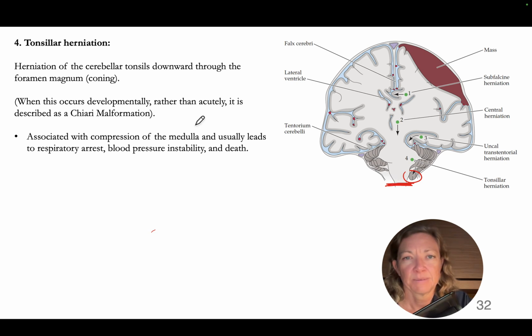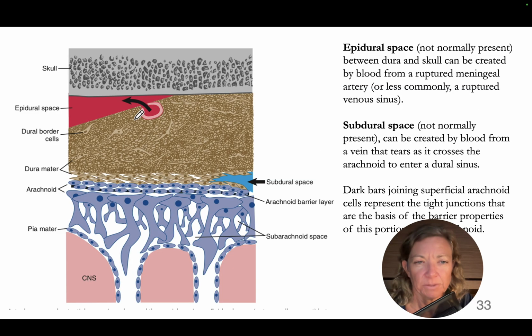The medulla is compressed and typically leads to respiratory arrest, blood pressure instability, and death as those critical circuits within the medulla are disrupted. So here we've got a little sandwich cross-section that shows you some things. We've talked about this epidural space, and that's typically created by arterial bleeding. The subdural space is another potential space, and it typically results from venous bleeding, from tearing in a vein as it crosses the arachnoid to enter a dural sinus.